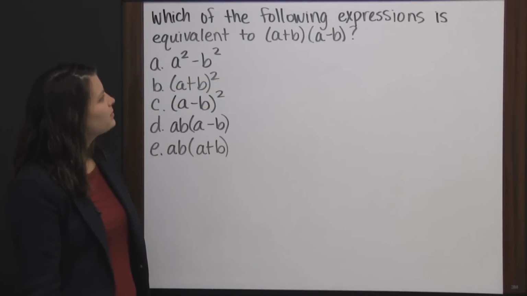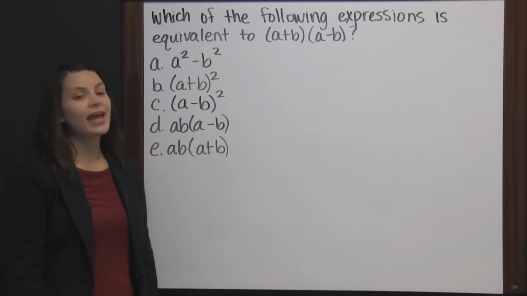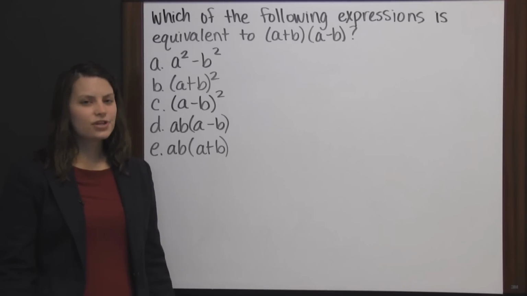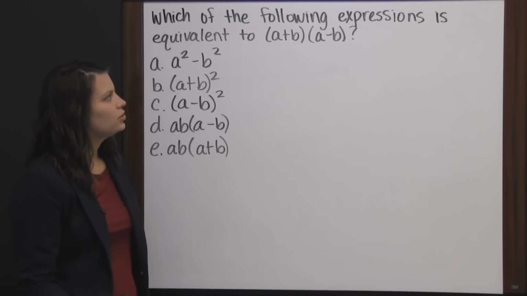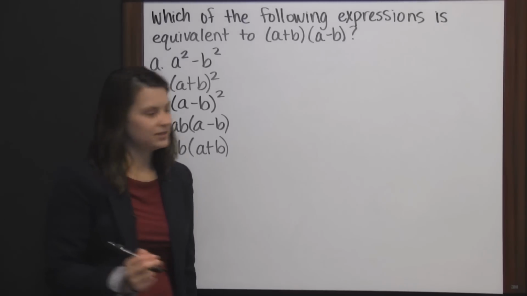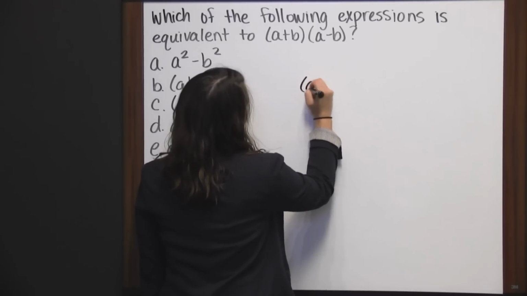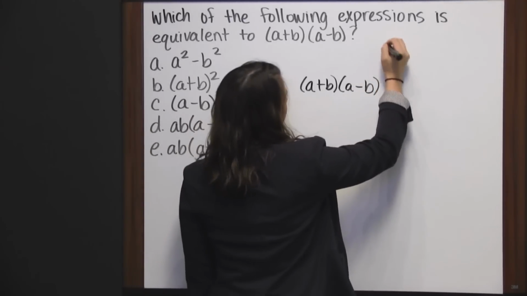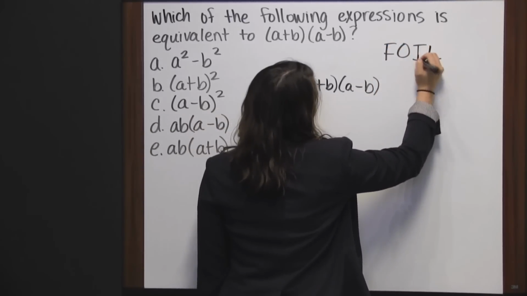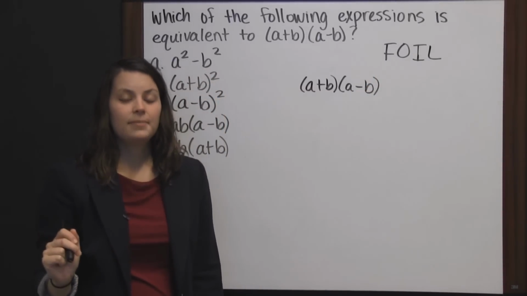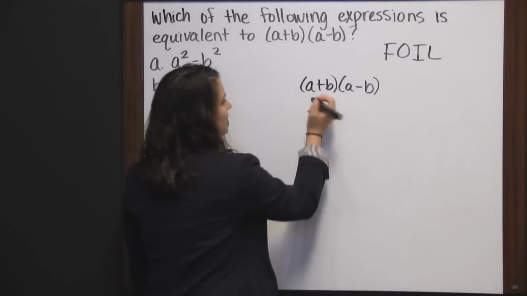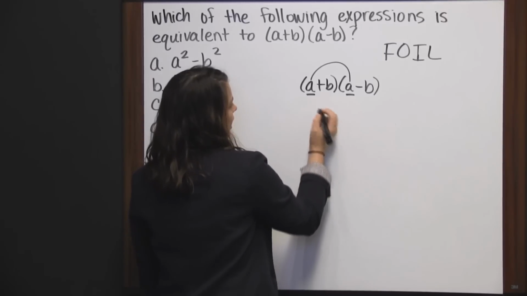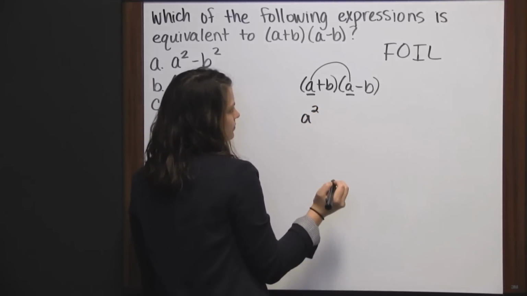Which of the following expressions is equivalent to the quantity A plus B times the quantity A minus B? Well, this is actually a rule that you would memorize, but you don't have to memorize it. You can always just take these binomials and multiply them together using FOIL. The F stands for first, meaning to multiply the first terms in each set of parentheses. So A times A is A squared.